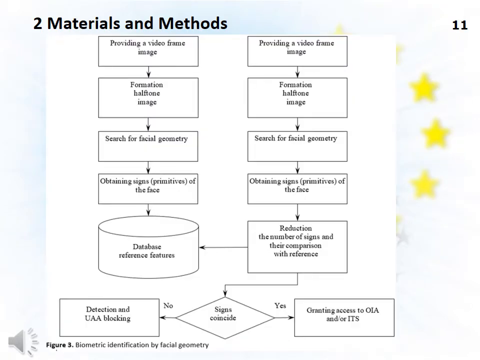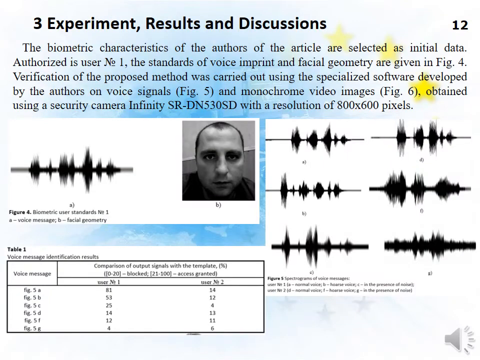In Figure 3, you can see the biometric identification by facial geometry. The biometric characteristics of the authors of the article are selected as initial data. Authorizes as user number 1. The standards of voice imprint and facial geometry are given in Figure 4. A verification of the proposed method was carried out using specialized software developed by the authors on voice signals in Figure 5 and monochrome video images in Figure 6, obtained using a security camera Infinity SRDN SD with a resolution of 800 by 600 pixels.